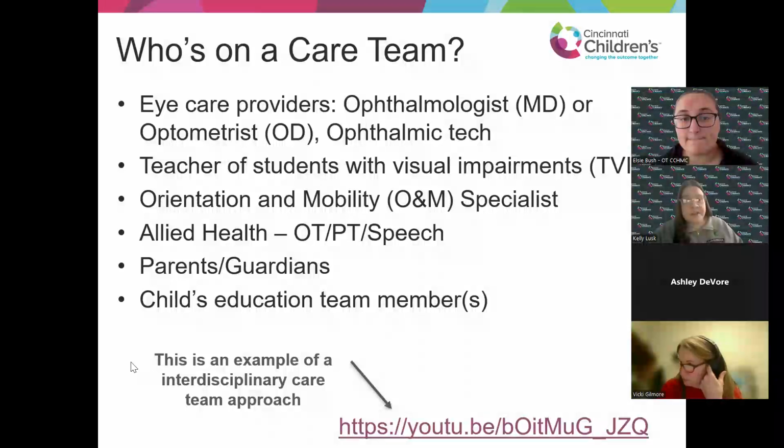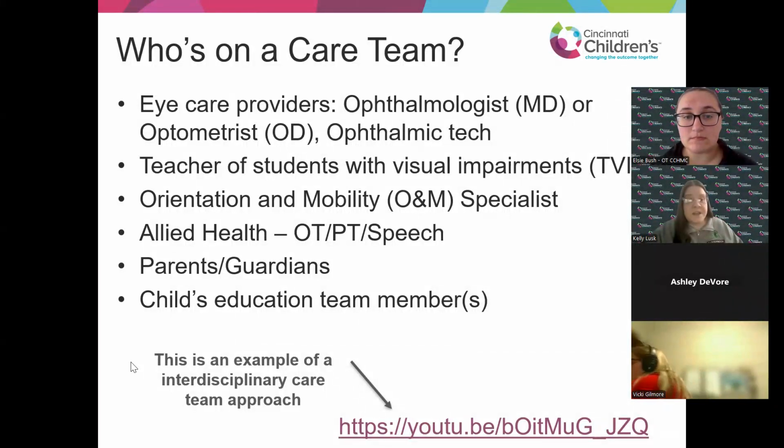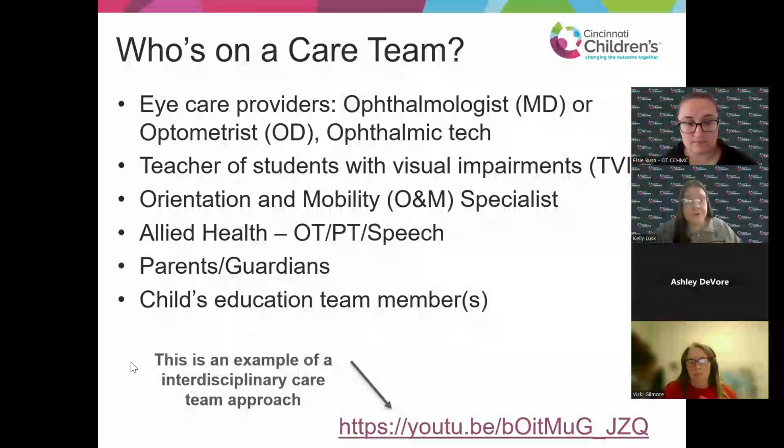An orientation and mobility specialist is someone that specializes specifically in traveling and mobility and how to do it safely, efficiently and effectively. Your allied health professionals, OTs, are on, I think, all of our teams. You may also have PT and speech involved, depending on the type of clinic you're running. We always want to include the parents and guardians. Of course, they know their kids better than anyone else and always have important information to contribute.